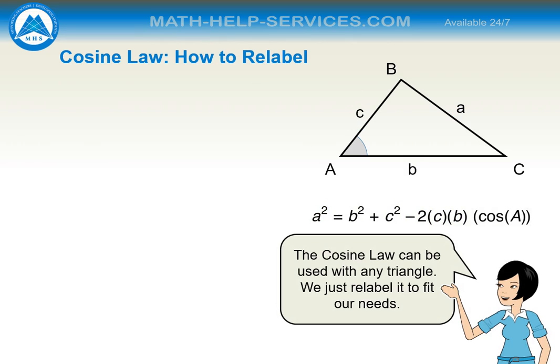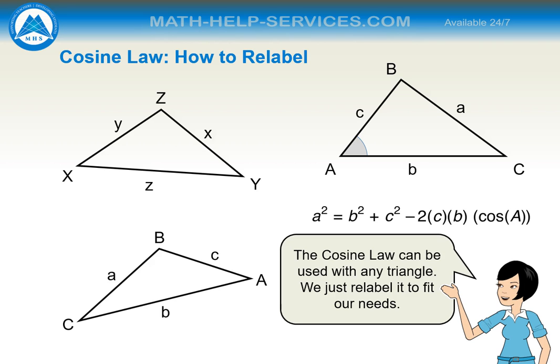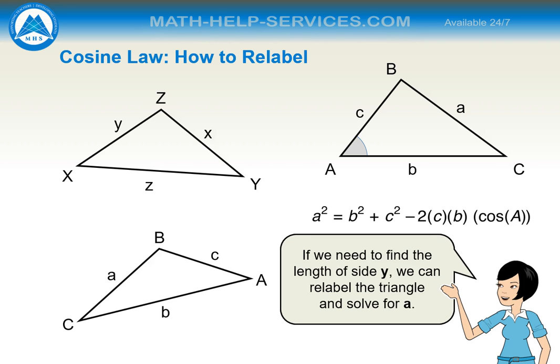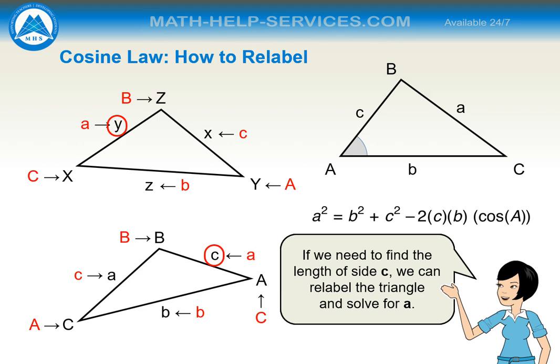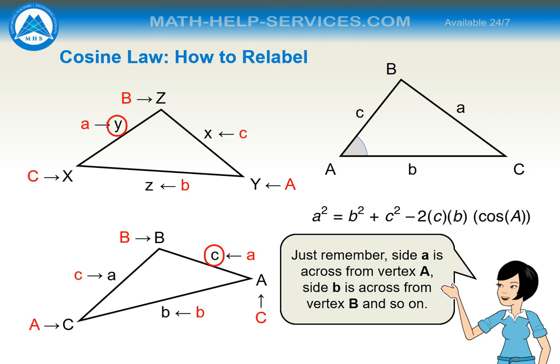The cosine law can be used with any triangle. We just relabel it to fit our needs. If we need to find the length of side Y, we can relabel the triangle and solve for A. If we need to find the length of side C, we can relabel the triangle and now solve for A. Just remember, side A is across from vertex A, side B is across from vertex B, and so on.